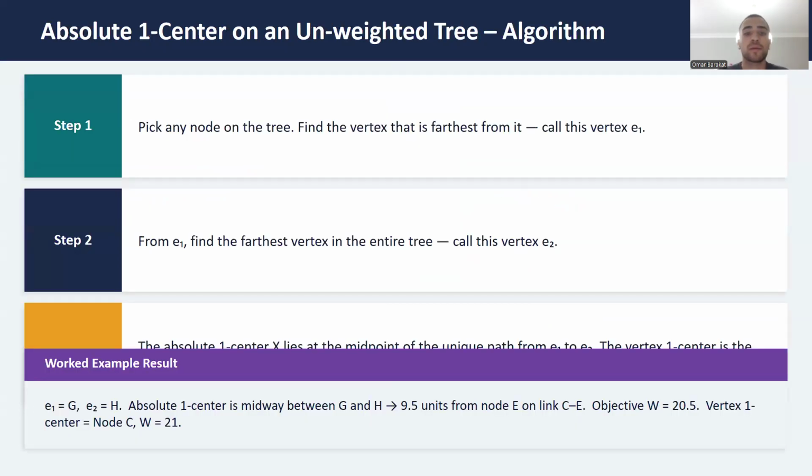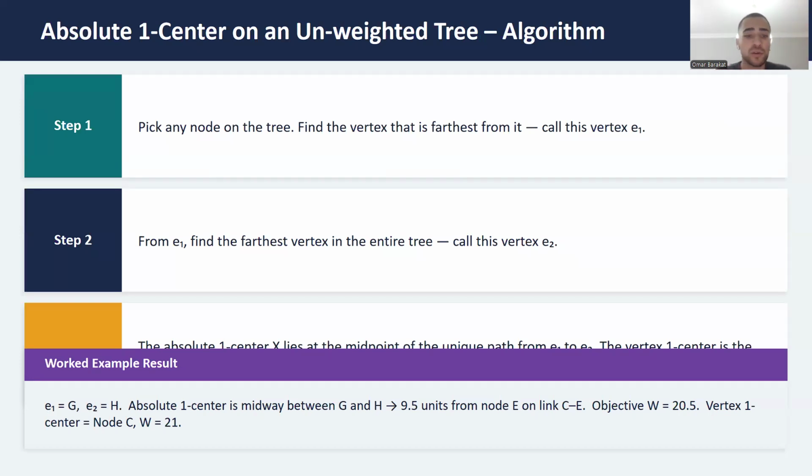So now let's talk about the absolute one center algorithm. For the absolute one center on a weighted tree, there's an elegant three-step algorithm. First, pick any node, find the vertex farthest from it, and call it E1. Second, from E1, find the farthest vertex in the entire tree, and call it E2. Step 3, the absolute one center lies at the middle point of the unique path from E1 to E2. The vertex one center is the node closest to that midpoint in between them.